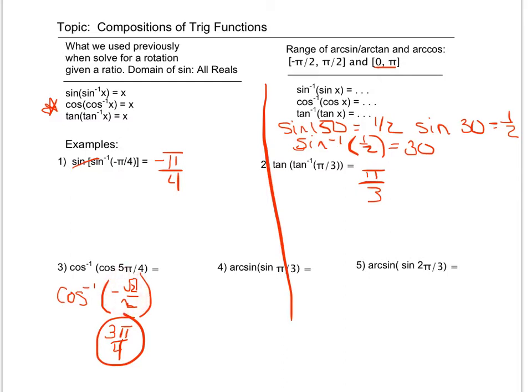I'm going to do the same thing with example 4. So again, pi over 3, I notice, is in my range restriction for sine, so I can go ahead and cancel arc sine and sine. If I didn't notice that, I can always go to my unit circle and say arc sine of, what is sine of pi over 3?